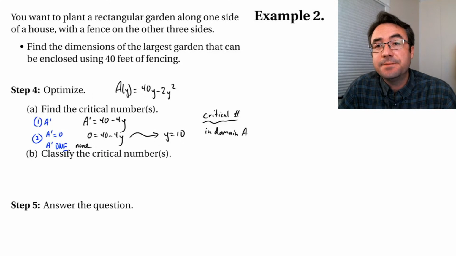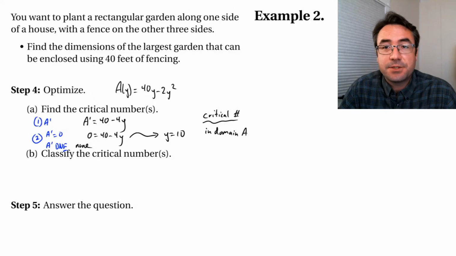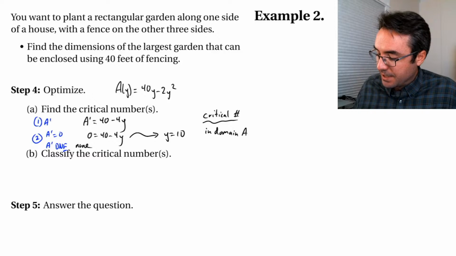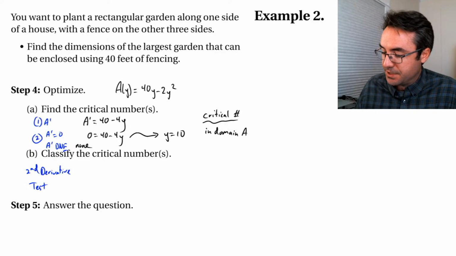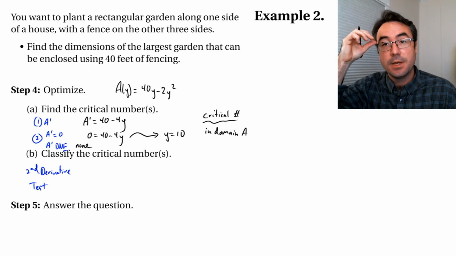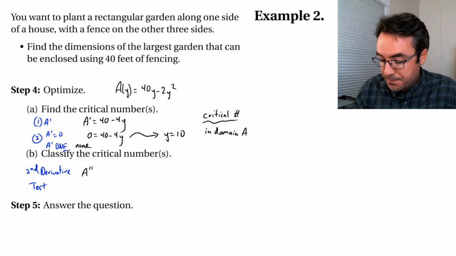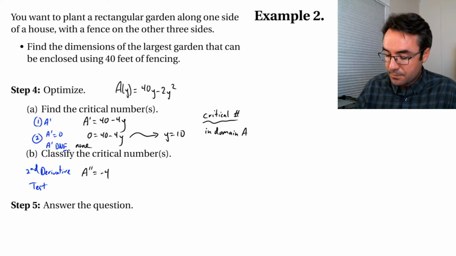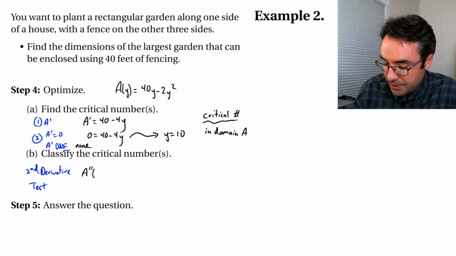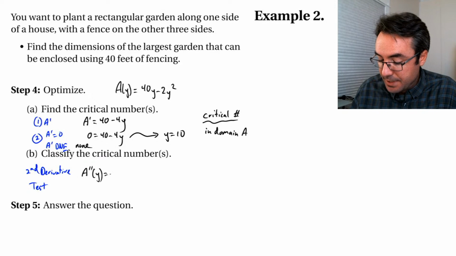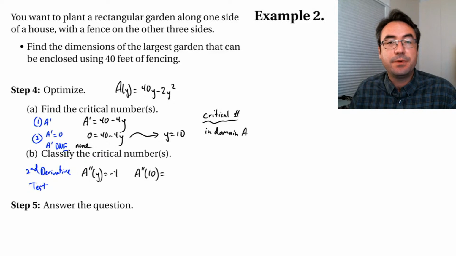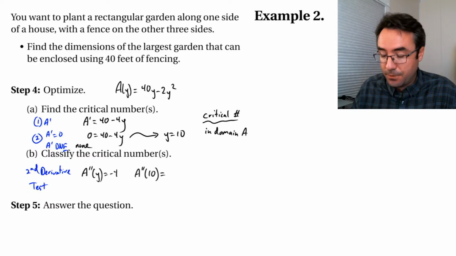So we want to classify it then, and we have some choice: first derivative test or second derivative test. We'll do the second derivative test. Usually it's a little bit quicker, if it works. If it doesn't work, then you would have to use the first derivative test. But let's calculate our second derivative. It's -4. We'll write this out in function notation: A double prime of y, just saying our variable is y, is equal to -4. Then we actually plug in our critical number. And our second derivative here is just a constant function, so it's always -4.